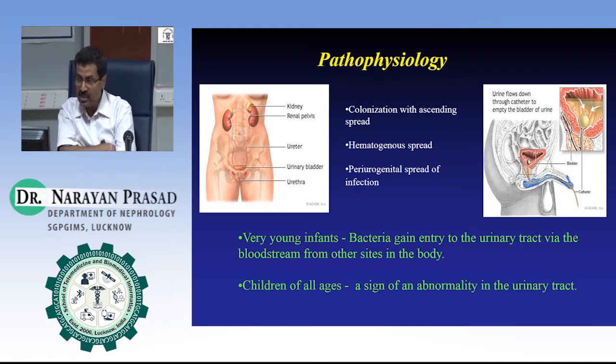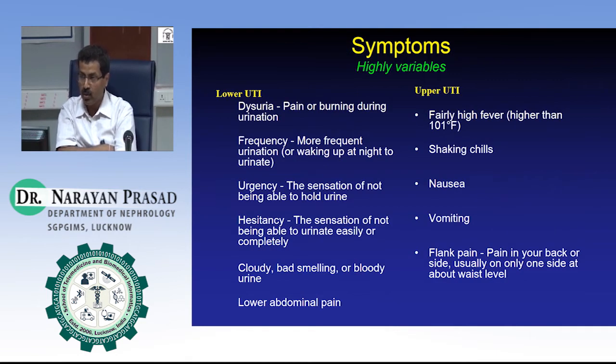When the patient has upper tract involvement like pyelonephritis, the patient usually has a very high grade fever, shaking, chills, rigor, nausea, vomiting. Patients might have flank pains.